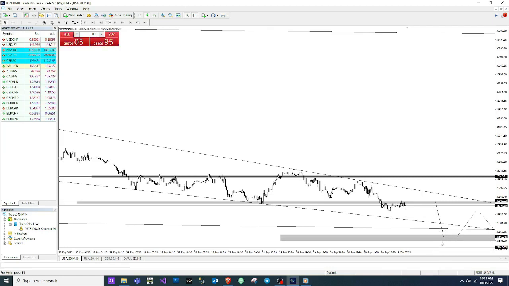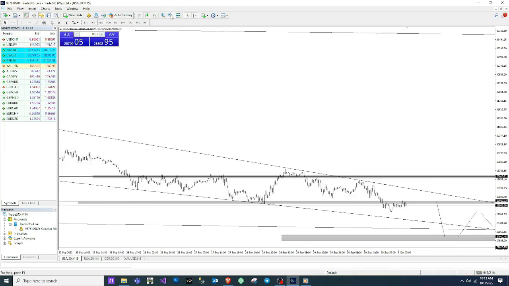Once it hits our TP, remember, our TP is sitting straight on our trend line for the 90% rule. So yeah, guys, this is the analysis for US30.